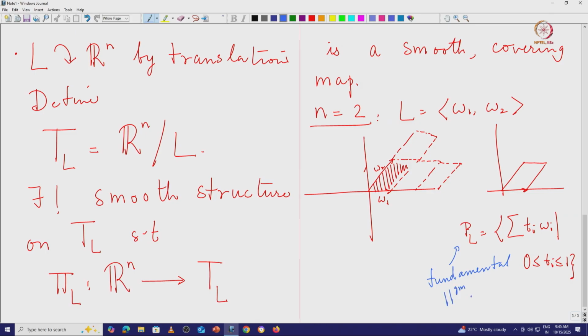Topologically, what is this torus TL? You have this famous picture. You are basically taking these two edges and these two edges and gluing them together. If you glue these together, you basically get the familiar picture of a torus, namely a donut.